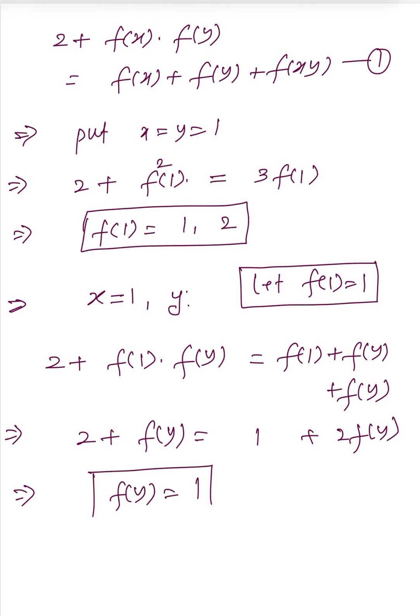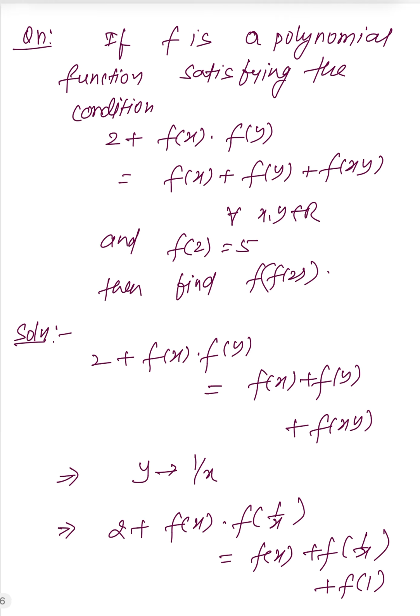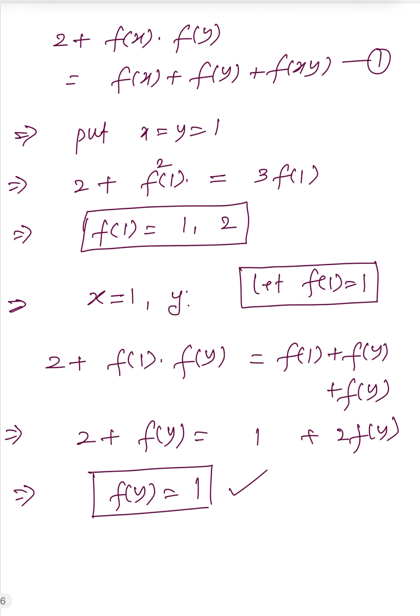So from here, if we take f(1) = 1, we can see that it gives f(x) as a constant function which is 1. But f(x) cannot be a constant function, as in the problem it is given that f(2) is 5. If it is a constant function then f(2) must be 1. So f(y) = 1 means it is a constant function.